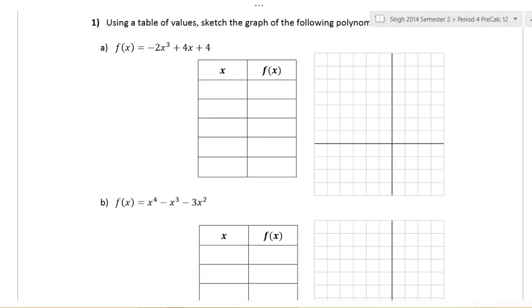So now the goal is to use some of the properties that we've learned to come up with the graphs of these polynomial functions. The first thing we're going to do is get a general idea of what our graph's going to look like. By looking at this function, f of x equals negative 2x cubed plus 4x plus 4, I know that this is a cubic function and it's got a negative leading coefficient. Negative leading coefficient, I'll abbreviate that with LC. So I know a general shape of this graph.